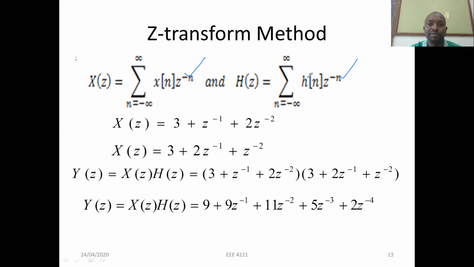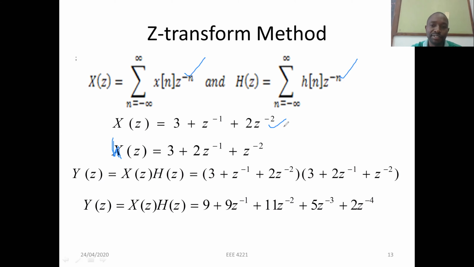And once you have found the Z transform of the 2 signals, which is basically shown here for the first signal, X of Z. This is the Z transform. The second signal, this should have been H of Z, not X of Z. So take note, for the H of Z here, it will be simply 3 plus 2 Z to the power minus 1 plus Z to the power minus 2 if you apply that equation there.